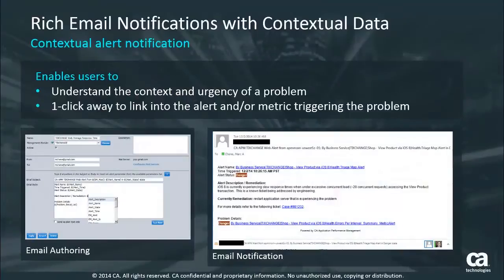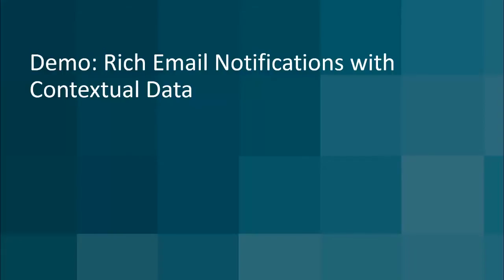The 9.7 release provides more flexibility to customize and personalize the content of an email sent to support or end production analysts. This ensures that all contextual data about a problem is available in the email and allows the end user to more effectively determine the urgency of risk or quality impact of a problem. Let me show you what this looks like in a demo.